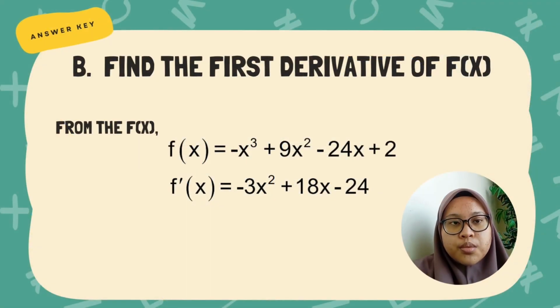For this question, we need to find the first derivative of the function. So from the function, which is f(x) equal to negative x to the power of 3 plus 9x to the power of 2 minus 24x plus 2, we need to differentiate the function and we will get f'(x) equal to negative 3x to the power of 2 plus 18x minus 24.